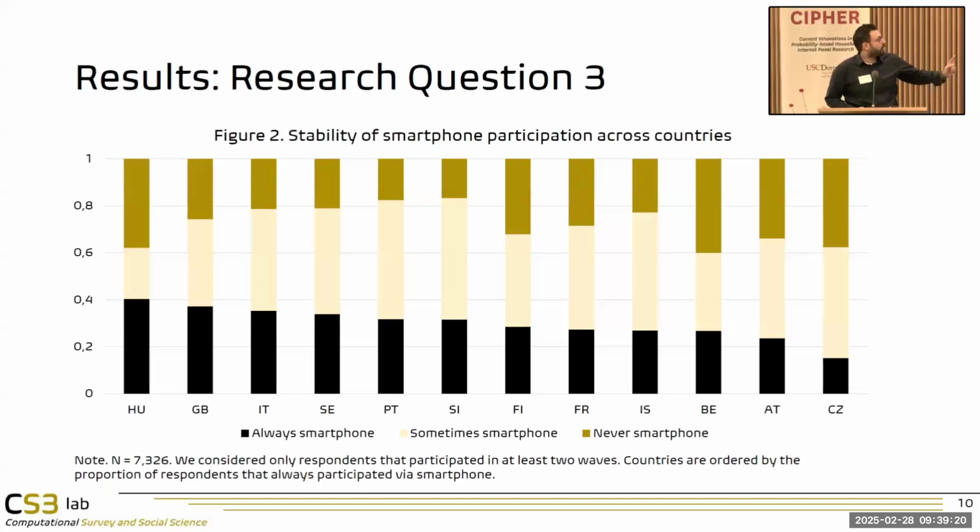And this is most pronounced for Hungary and also for Belgium. However, there are also some countries in between, like Portugal and Slovenia, sorry, where the share of people not using a smartphone at all across waves is quite low. So the conclusion here is that the countries are quite different in how they can attract respondents and how these respondents participate in the online panel at the end.